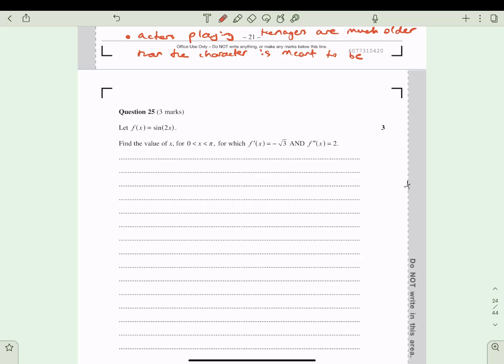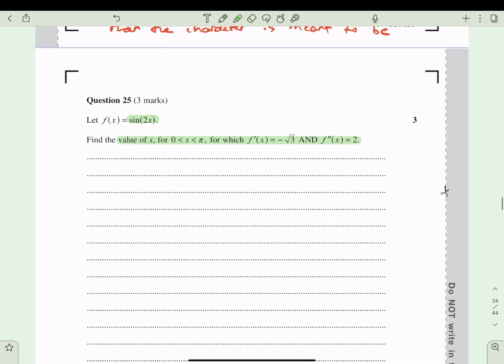Moving on. So, question 25. Here we are given f(x) equal to sine 2x, and we are asked to find the value of x for which f'(x) equals negative root 3 and f''(x) equals 2. Now, since we have to deal with derivatives, let's just differentiate first, so we get that out of the way.